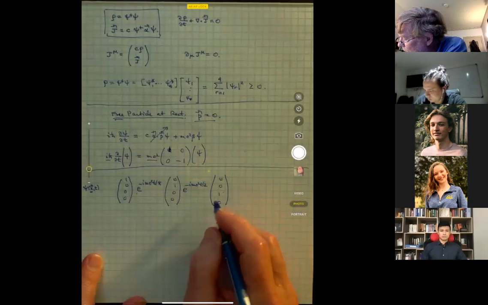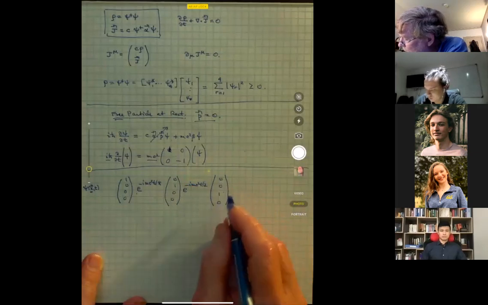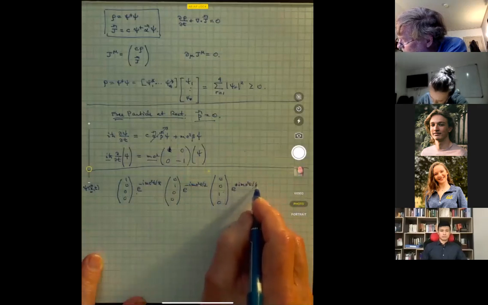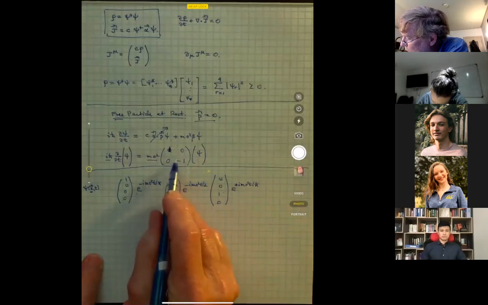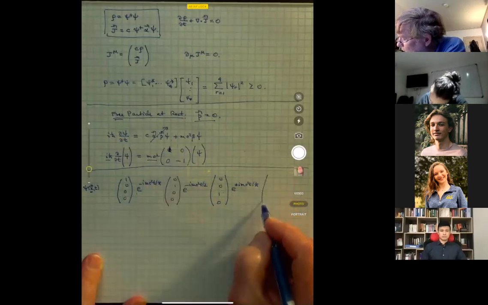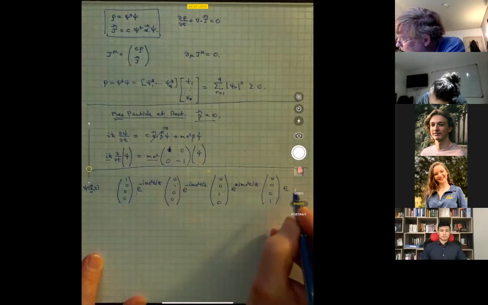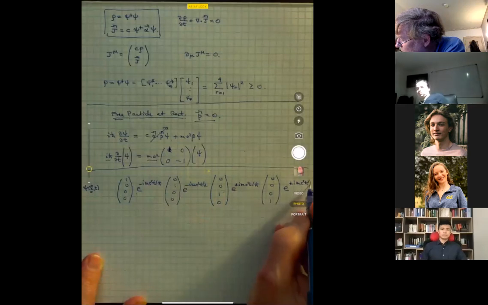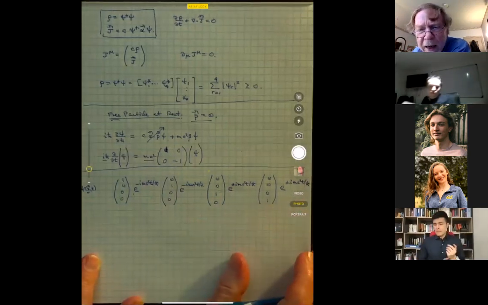Then there's 2 more solutions. One's got this spinor multiplied now times e to the plus i mc² t over ħ, because the minus sign here changed the sign. And then there's another one, which is 0, 0, 0, 1 times e to the plus i mc² t over ħ. And I'm running out of room, and I hope you can see that.